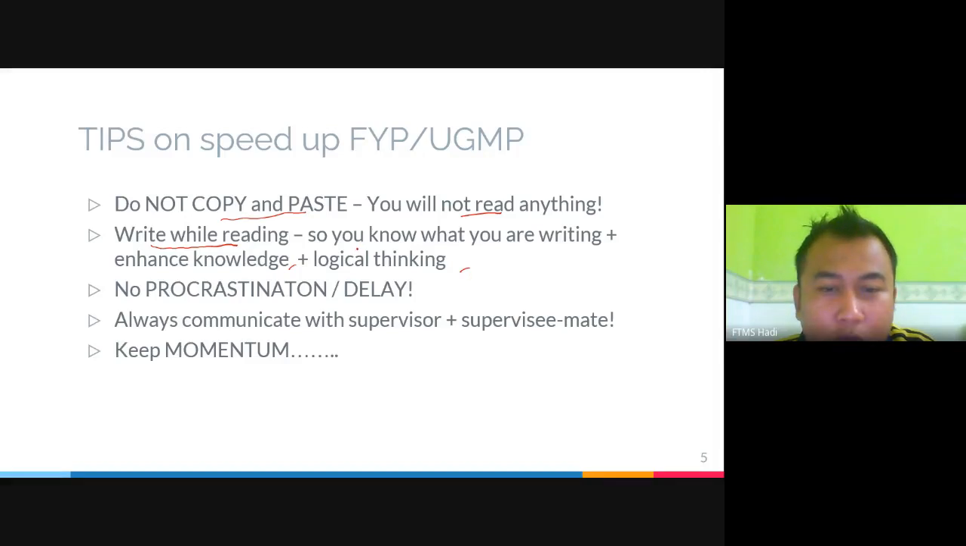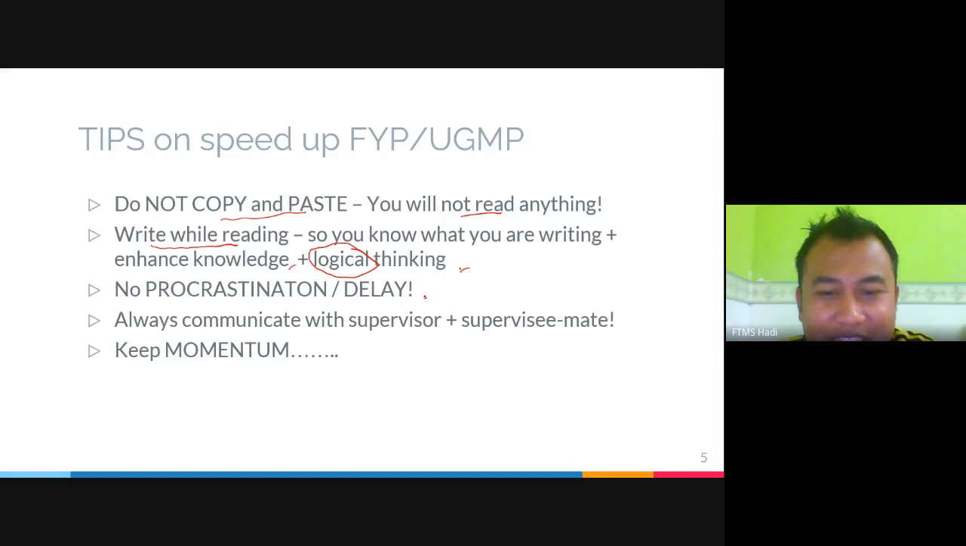I mean, when you are reading, you get some logical reason behind it. Okay, I give an example. You read about smoking can cause cancer. So while you are writing about smoking can cause cancer, while you are reading, you can understand later on while you are writing, instead of copy and paste. You copy and paste and then you're not reading a single thing, and then there is some irrelevant information that you will get. So I do not encourage you to do that.